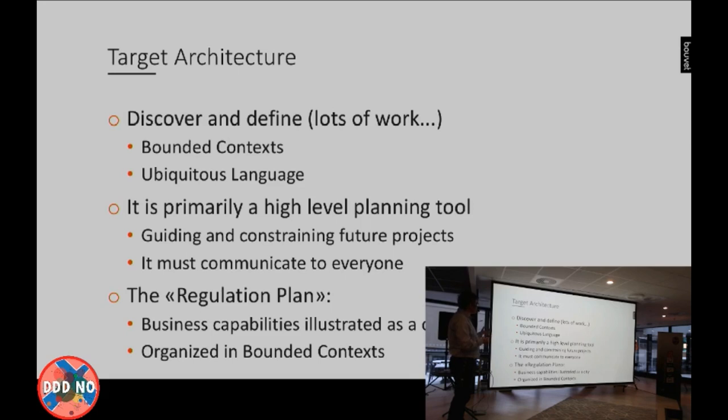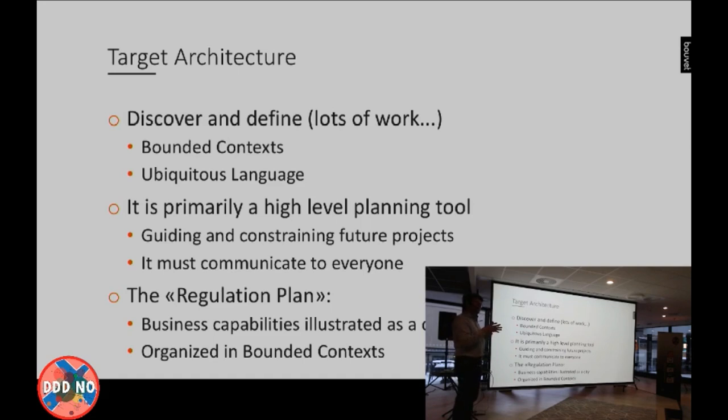But then you need a primary or a high-level planning tool to find out where you are going. So when you look into and find what's beneath all the information flow or the system services, you see that there's a different composition of where you want to go. That's a better target. And it has to communicate to everybody. And it will be a guide and constraint for future projects.